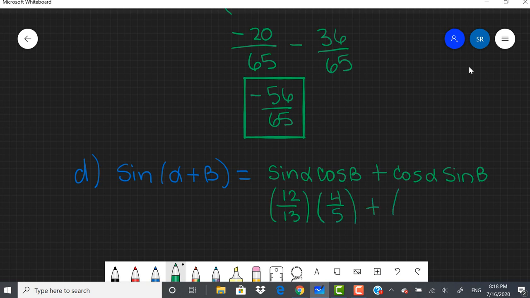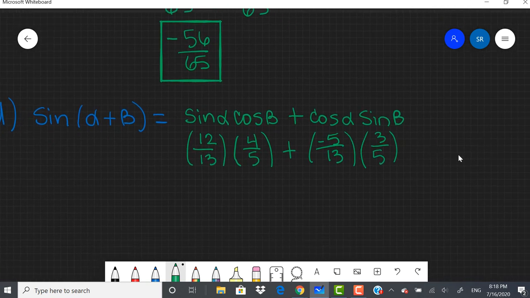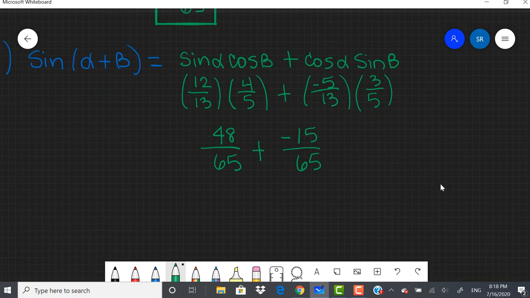Plus my cosine alpha was -5/13, and then my sine beta was 3/5. I got those from up above. Now we just do the math here. 12 times 4 is 48, 13 times 5 is 65, plus -5 times 3 is -15, and 13 times 5 is 65. Then 48 minus 15 is 33/65. Bam, and we're done.